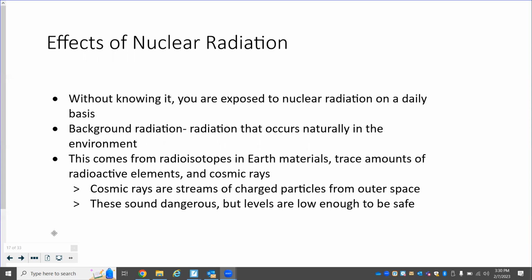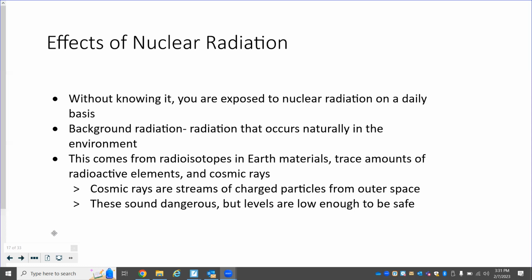So this is going to come from radioisotopes in the Earth's materials, trace amounts of radioactive elements or minerals that are going to be around you, and cosmic rays, so rays from the sun. Cosmic rays are going to be streams of charged particles from outer space. So a lot of this is with sunlight. We're going to gain some of that energy, some of that heat.